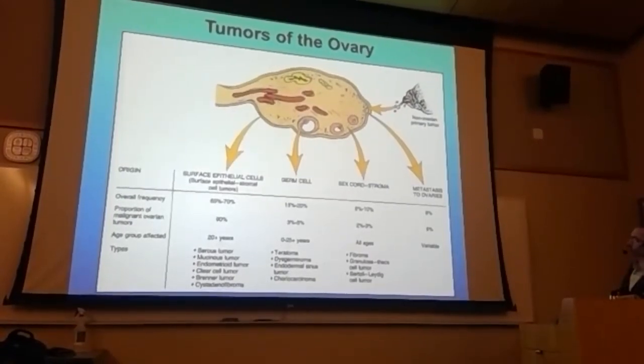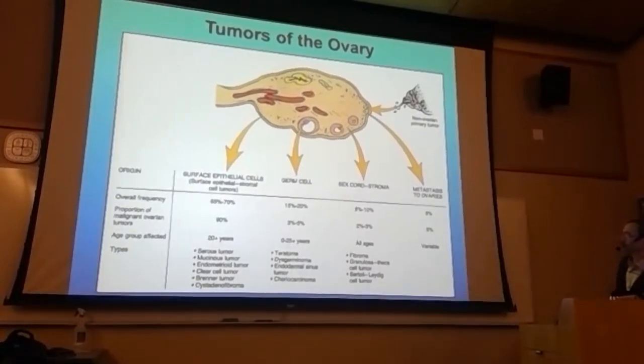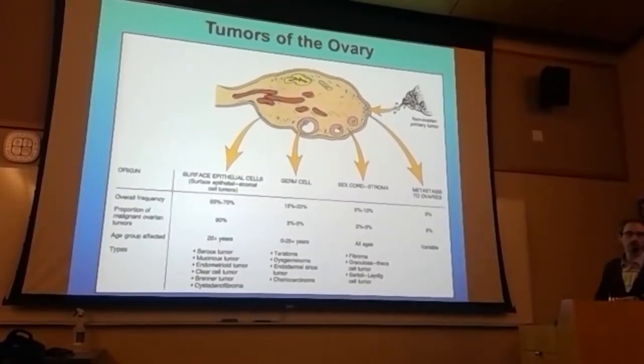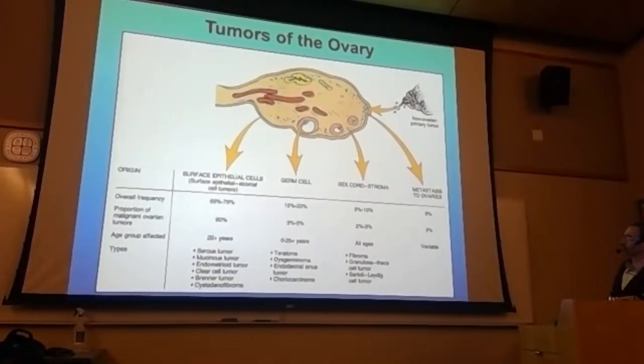Let's first talk about the surface epithelial cell. Okay, this is the mesothelium of the ovary. It's just the outer cell layer that coats the ovary. These cells are multipotent, meaning that they can differentiate to a subset of different types of cells. As a result of their multipotent cell type, they can give rise to a variety of different types of neoplasms.